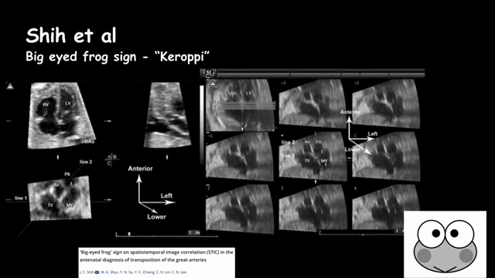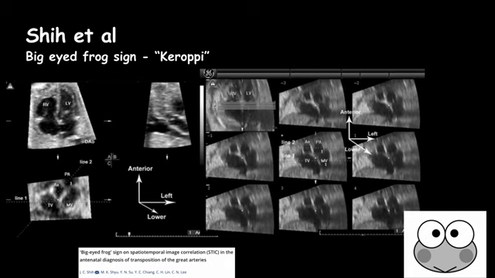The bird's beak sign that we saw in the previous slide is easy to diagnose because it involves only two-dimensional echocardiography. Now coming to the big-eyed frog sign, also named the Keropi sign after a cartoon character, this can be diagnosed only by doing STIC. So it may not be feasible for everyone, but one who is used to doing STIC can identify this sign as one of the clues for suspecting transposition of great arteries. If you see the picture in the middle of the multiframe displayed on the right side, the aorta and pulmonary artery look like two eyes of a big frog, as depicted in the corner of the slide.